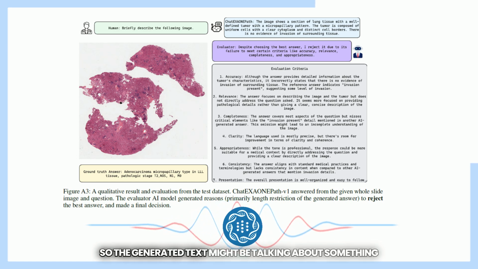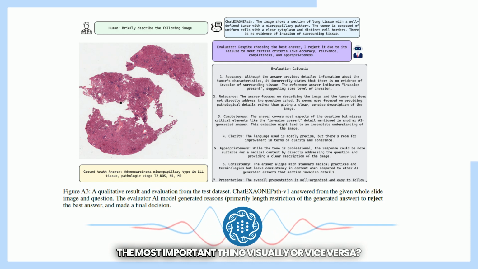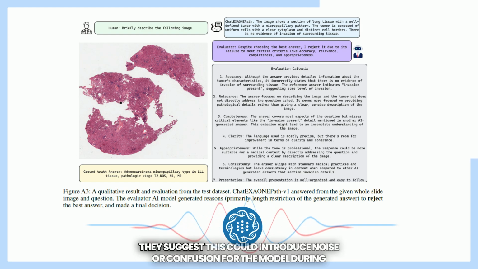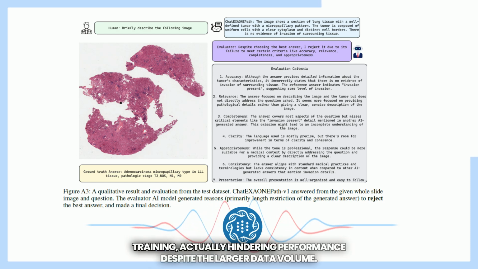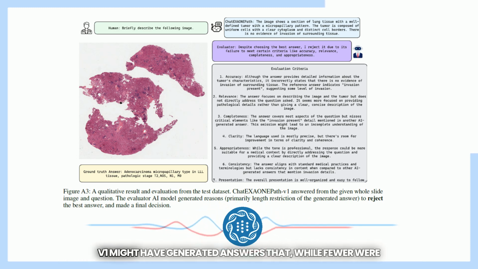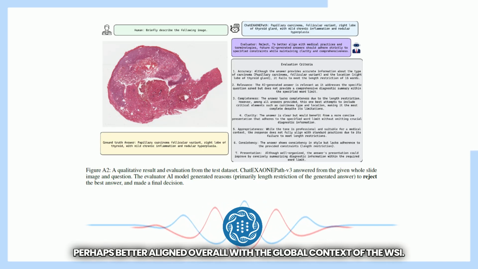Ah, so the generated text might be talking about something technically present in the report, but maybe not the most important thing visually, or vice versa? Potentially, yes. Or there could be subtle misalignments. They suggest this could introduce noise or confusion for the model during training, actually hindering performance despite the larger data volume. In contrast, GPT-4o, working with the full report context for dataset V1, might have generated answers that, while fewer, were perhaps better aligned overall with the global context of the WSI.